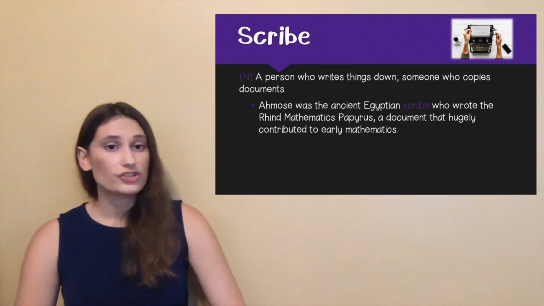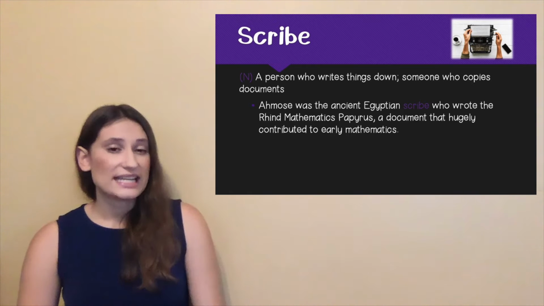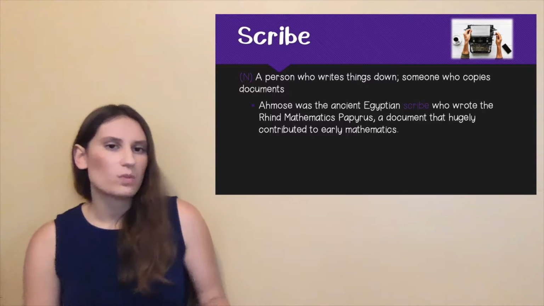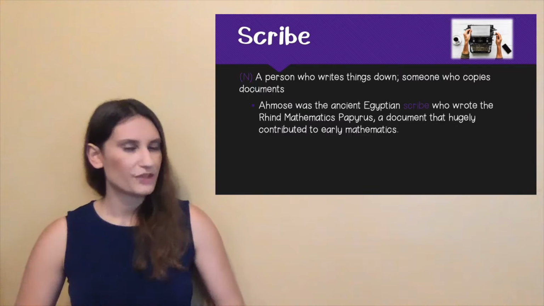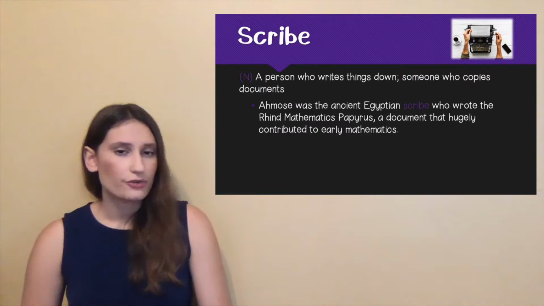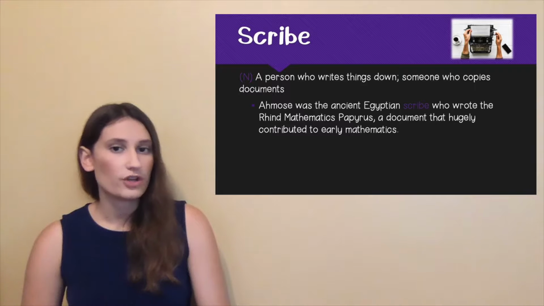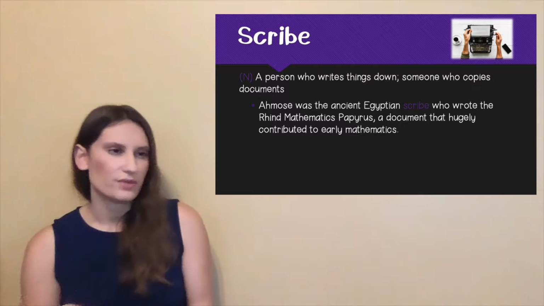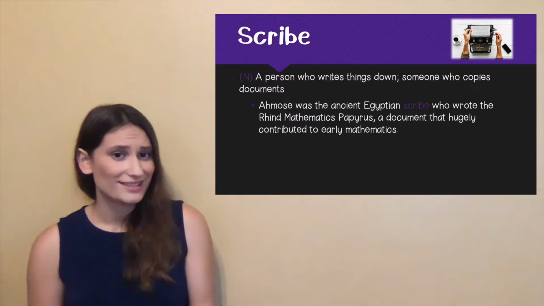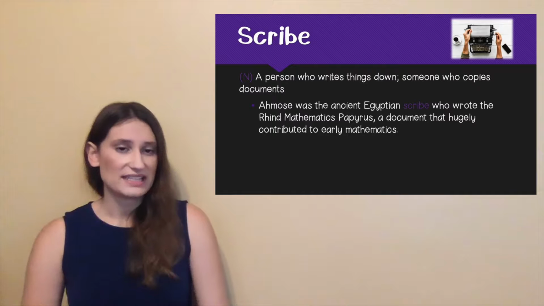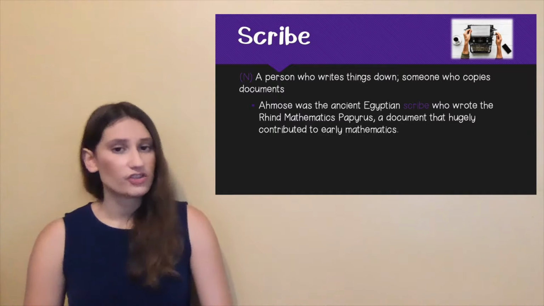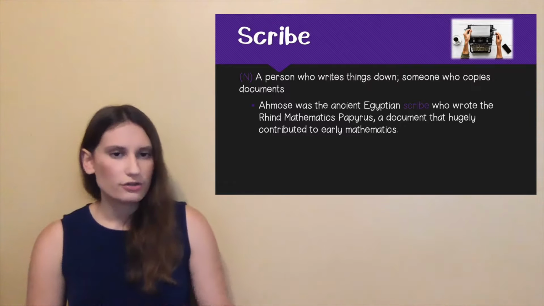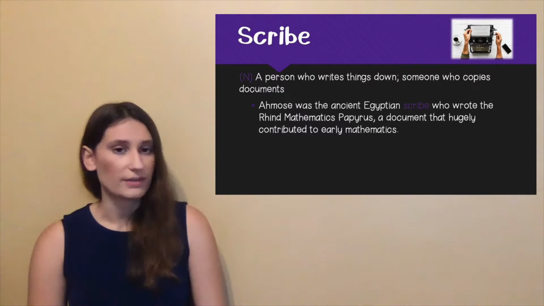Next, we have the word scribe, which we'll often see in history, or in certain classes with teamwork, scribe is one of the roles you can play in your team. It is a noun that means a person who writes things down, or someone who copies documents. So looks at a document, writes it again. This was obviously before the printing press. The example sentence is, Amos was the ancient Egyptian scribe who wrote the rhymed mathematics papyrus, a document that hugely contributed to early mathematics.